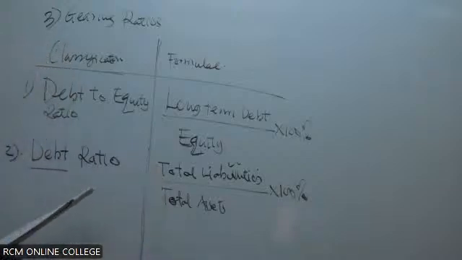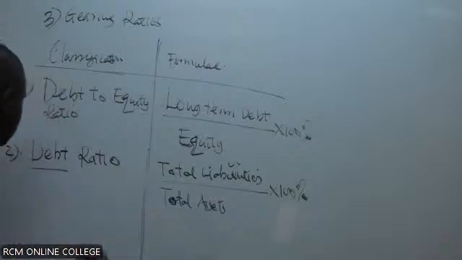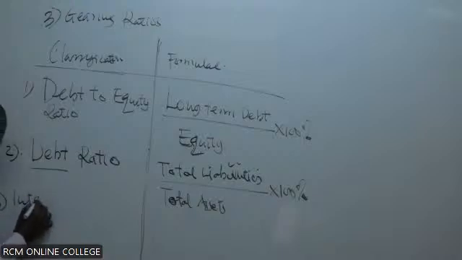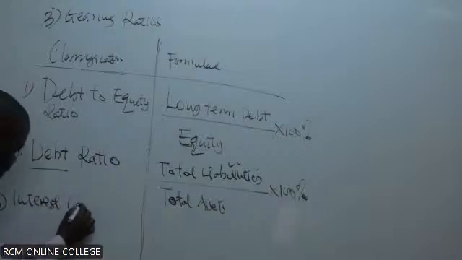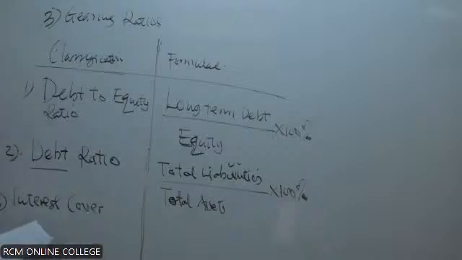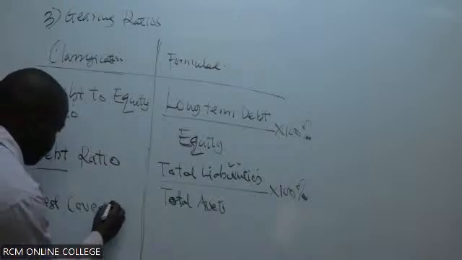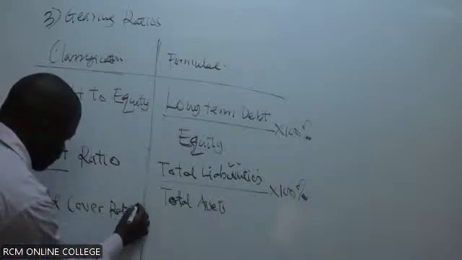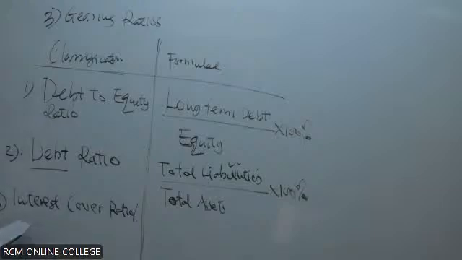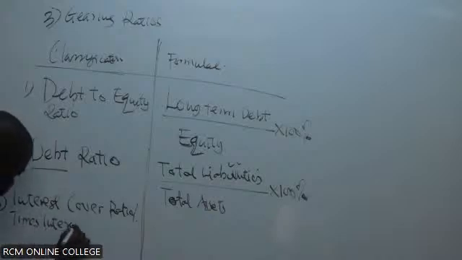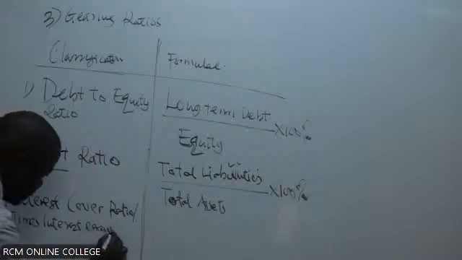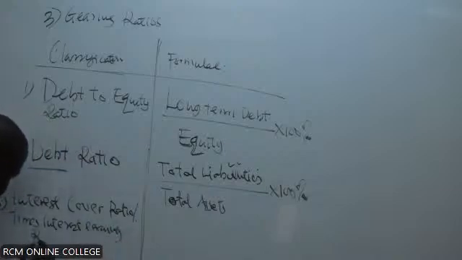Then we can look at another one, number 3, the interest cover ratio. Sometimes we normally refer to it as the times interest earning ratio.